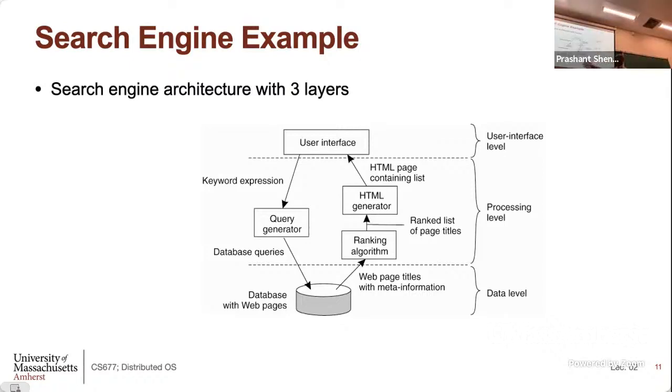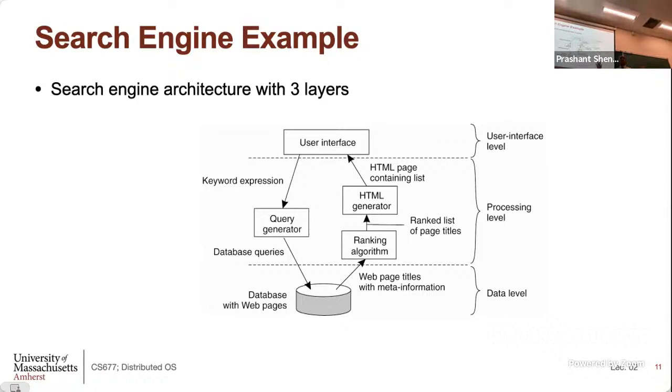The crawling is not shown here. So this is your database, where you crawled some web pages and created an index. Now we'll assume that your application, the search engine application, has three parts. There's a user interface tier at the top, then a processing tier and a data tier. So there are three big pieces to your application.